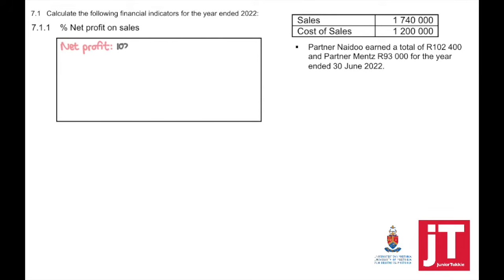So to find out the net profit, we are going to add what each one of them earned together. Make sure that you understand that your partner's earnings is your primary distributions of profits plus the final distributions of profits. So this is why we're going to add them together to find out what was the net profit. Once we've calculated the net profit, we can take the net profit divided by sales times 100, so the percentage is 11.2%.